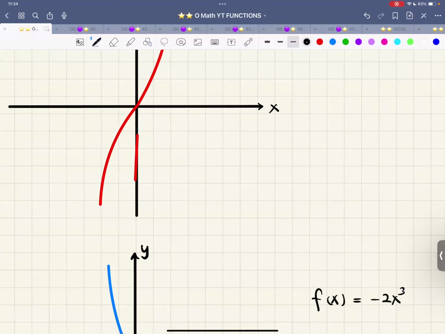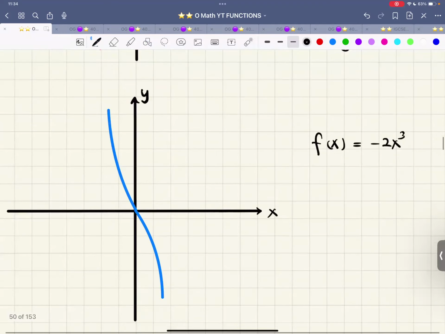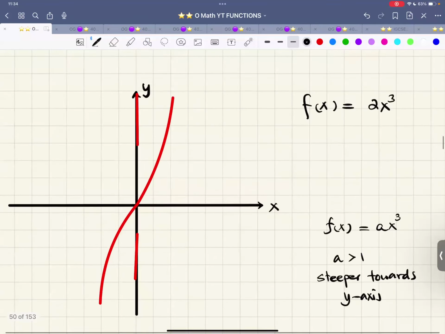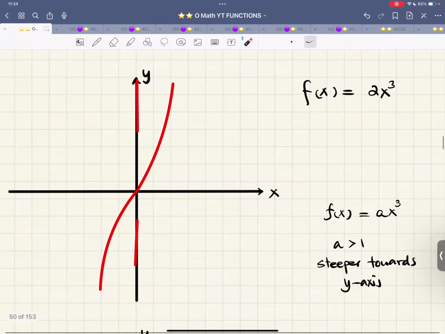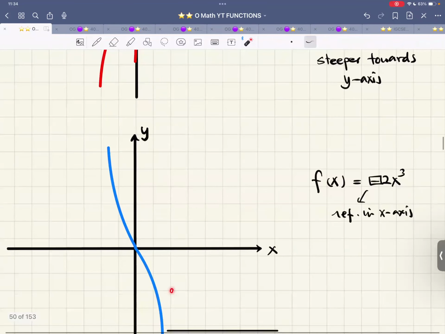If we have the graph of f(x) is equals to ax cube, if a is greater than 1, it gets steeper towards the y-axis. And if there is a negative sign, we know that is reflection in x-axis. So basically, it's a combination of these two. Make it steeper and then reflect in x-axis. Very simple.